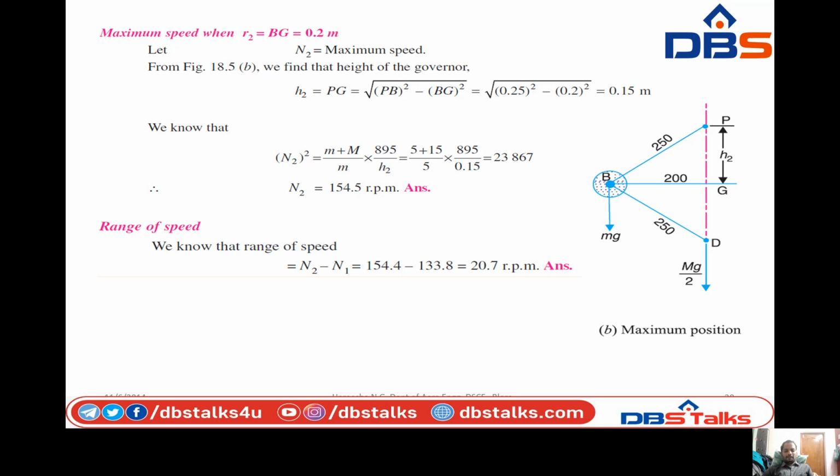Then the range of speed is nothing but the difference between the speeds, that is maximum speed minus minimum speed. Here N2 is the maximum speed minus N1 the minimum speed. N2 minus N1 is equal to 155 minus 134. So approximately 20 rpm is the range of speed.